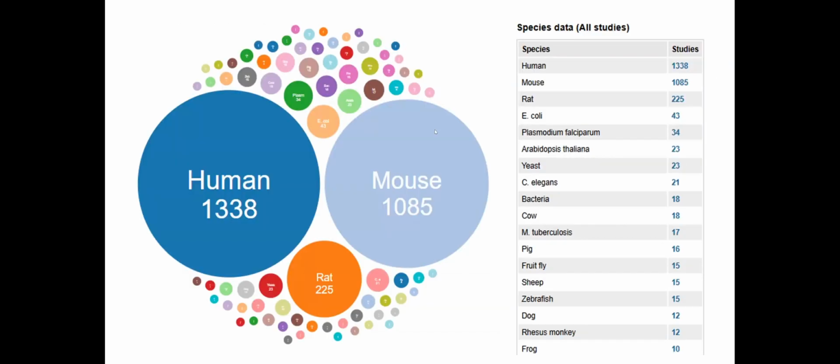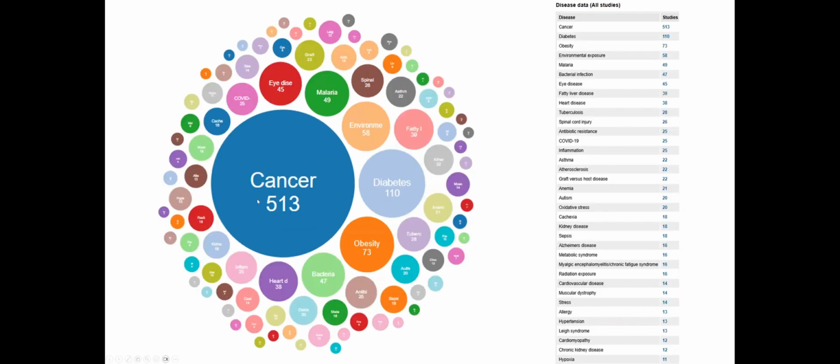The number of studies in humans is the largest, about 1,338 studies, followed by other mammalian species, mouse and rat. These form the largest number of studies in the Metabolomics Workbench, providing a direct insight into the normal and pathophysiology in mammalian systems. Cancer dominates the studies with 513. However, diabetes is not far behind.